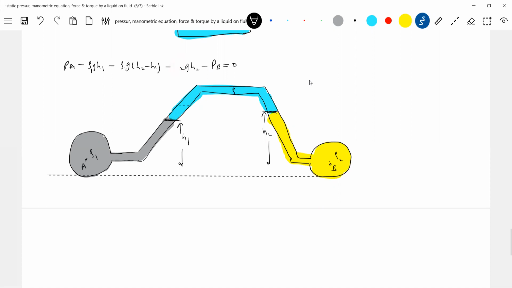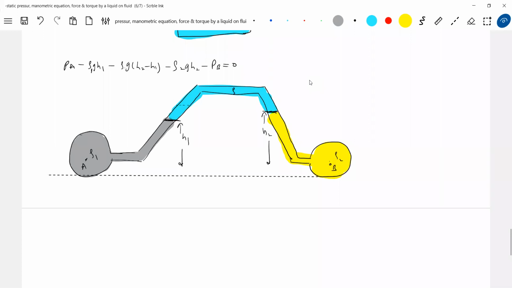Are you able to understand the manometric equation? I'll start from A. Then I'll move up, no? Then gauge pressure should be negative. So rho 1 GH1 minus. What is the density of the liquid? Rho here. So this distance is how much now? The difference in distance will be H2 minus H1. So therefore rho G H2 minus H1. Why negative? Because we'll be ascending up inside the liquid. Then rho G H2 minus PB equal to 0. Like this, we'll get the pressure difference between 2 points.